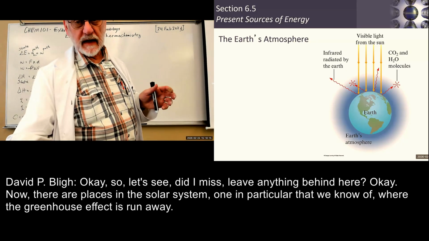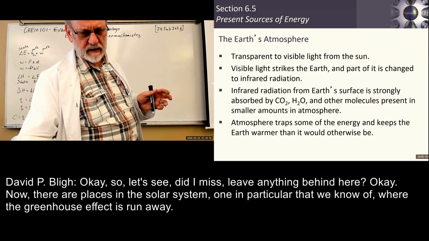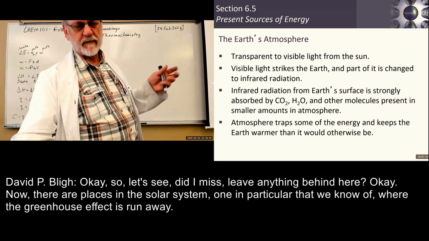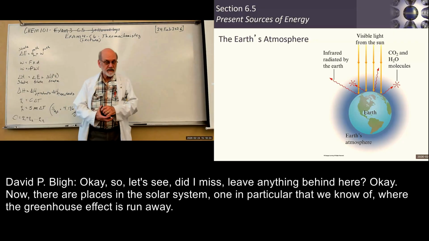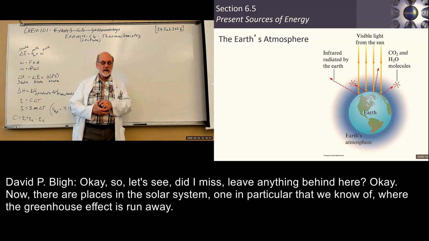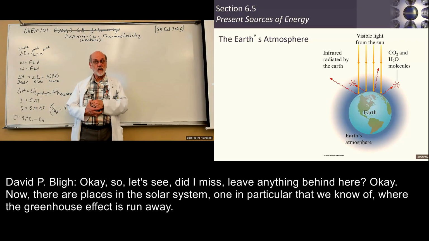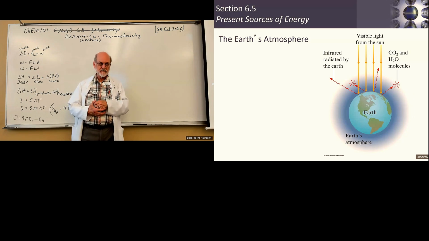Okay, so let's see. Did I leave anything behind here? Okay. Now there are places in the solar system, one in particular that we know of, where the greenhouse effect is run away. That's Venus.